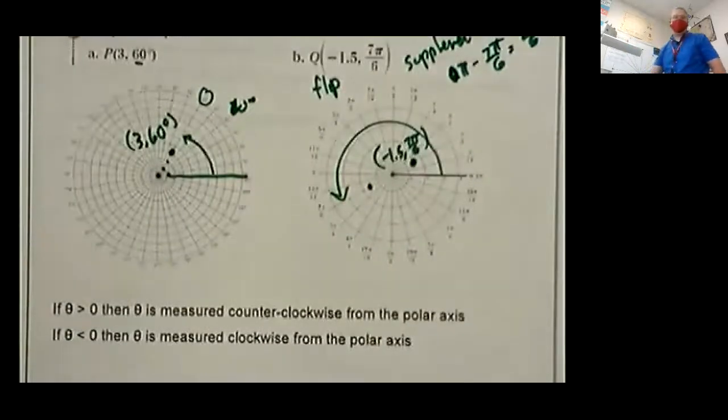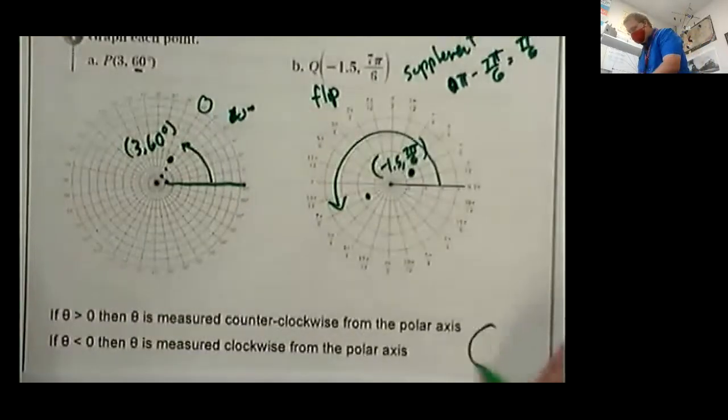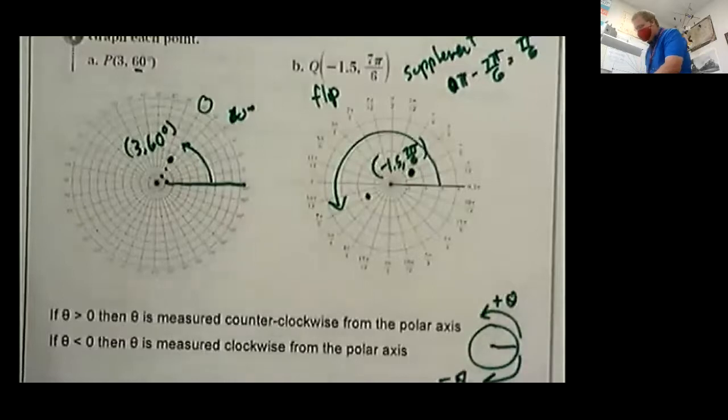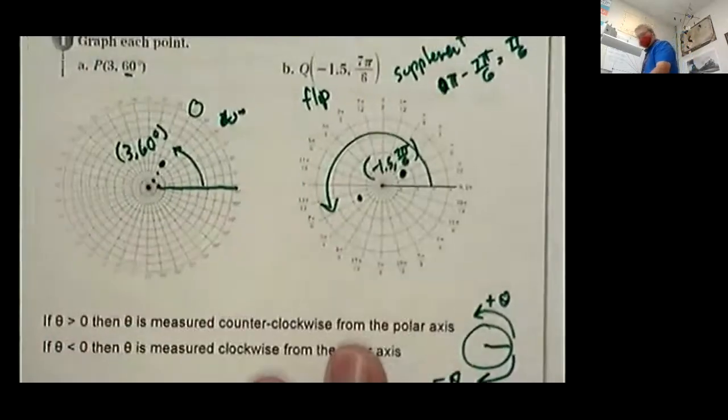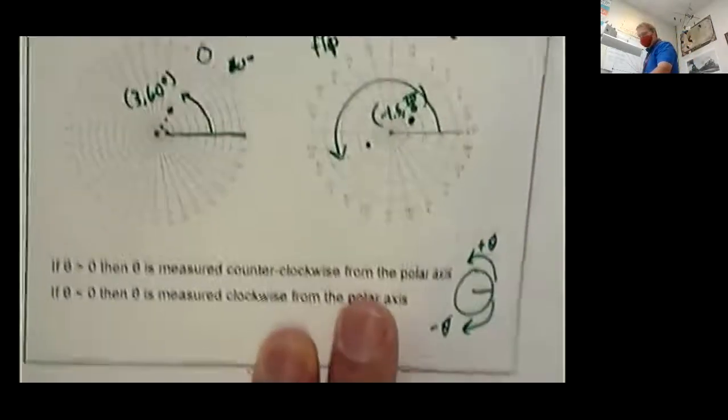Remember, if theta is greater than 0, theta is measured counterclockwise from the polar axis. If theta is less than 0, we go clockwise. All right, so here's our circle. So here is positive theta, and then here is negative theta. So we recall that from trig.